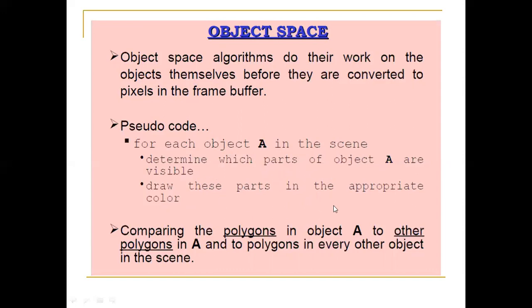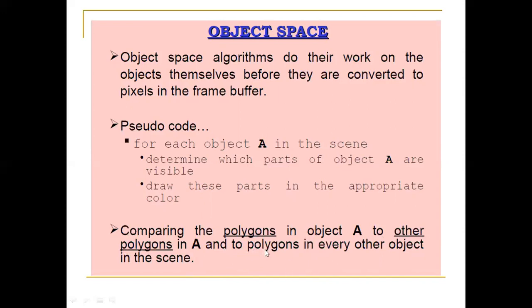So only those parts you have to draw with an appropriate color, right? Then compare the polygons in object A to other polygons in A and to polygons in every other object in the scene. So once we determine which particular part of that object should be displayed, we now have to compare that object with other objects, right?